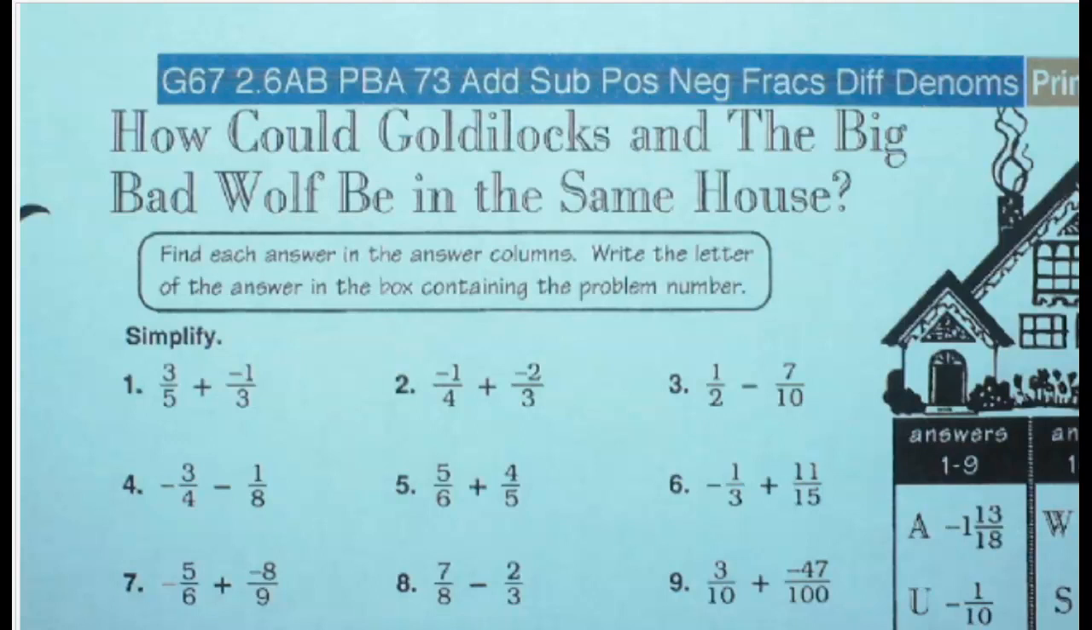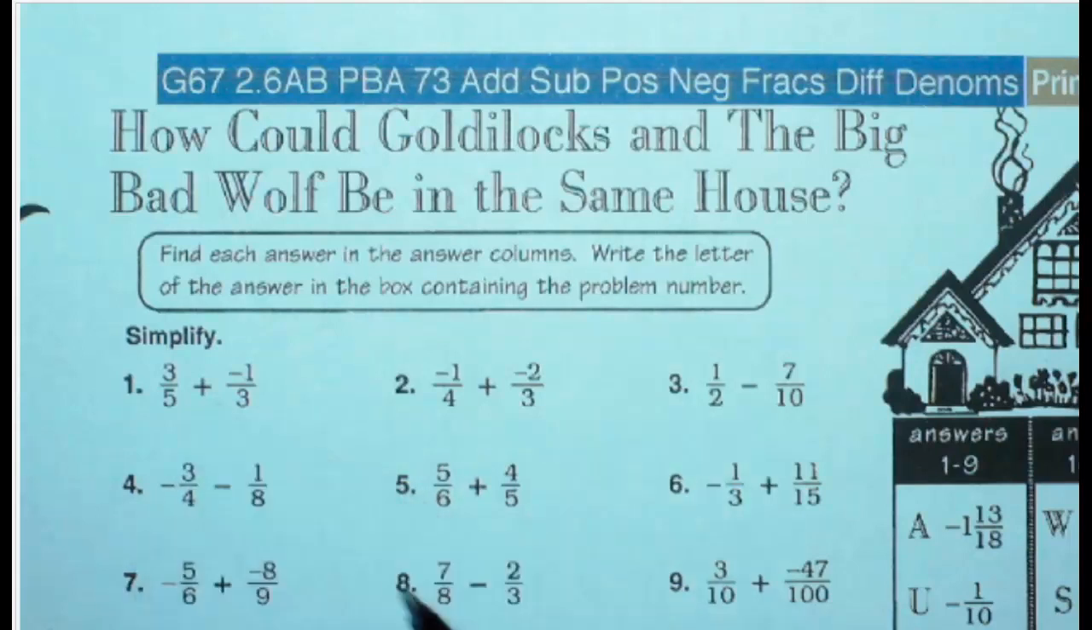Hey folks, today I'm going to give you a little quick tutorial to get you started on G67 2.6 AB. This is just adding and subtracting positive and negative fractions. We've got different denominators here. No mixed numbers though, so it could be worse.